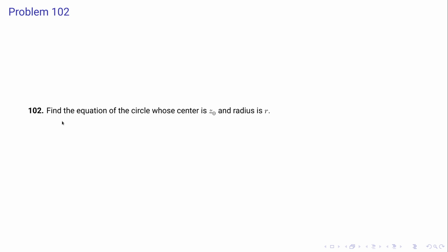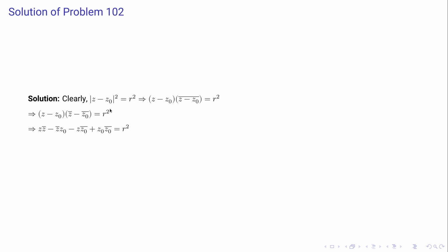Problem 102 says that find the equation of a circle whose center is Z0 and radius is R. So clearly we can say that mod of (Z minus Z0) is equal to R, because any point on the perimeter, that is Z, minus center, that distance would be R. So mod of that squared will be equal to R square. So this is equal to (Z minus Z0) multiplied with bar of (Z minus Z0) is equal to R square. So now the rest of it is very simple. And we have the final equation as Z Z bar minus Z bar Z0 minus Z Z0 bar plus Z0 Z0 bar is equal to R square.